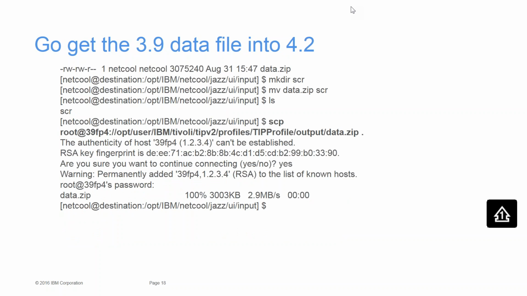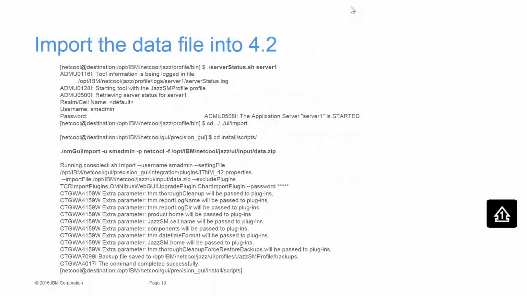I put it back over on the destination server, and I import it in. So I made sure that my JAS dash is running in 4.2, the bold line in the middle, NM GUI import. So there's my JAS dash SM admin login name, my password, which is visible to everyone. There's the data zip file that I just brought from 3.9. I import it. Last line there, the command completed successfully.